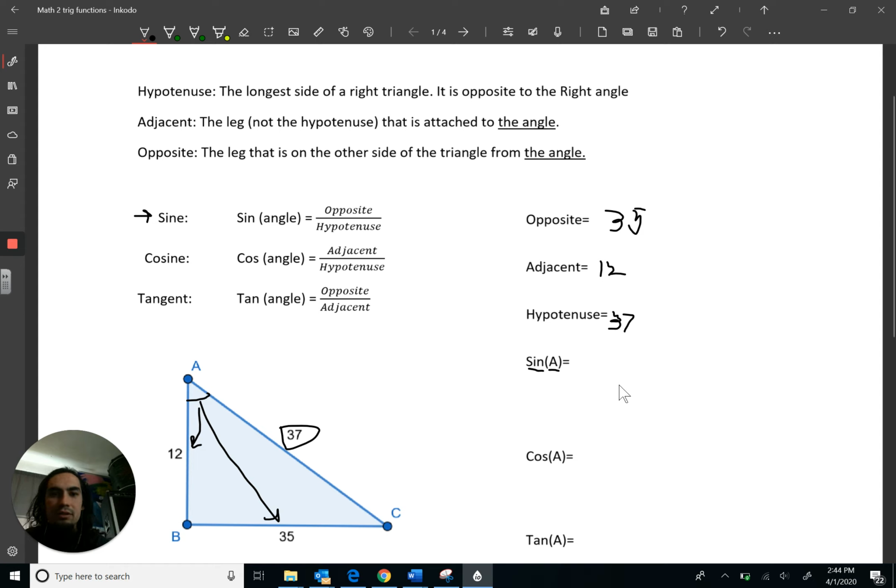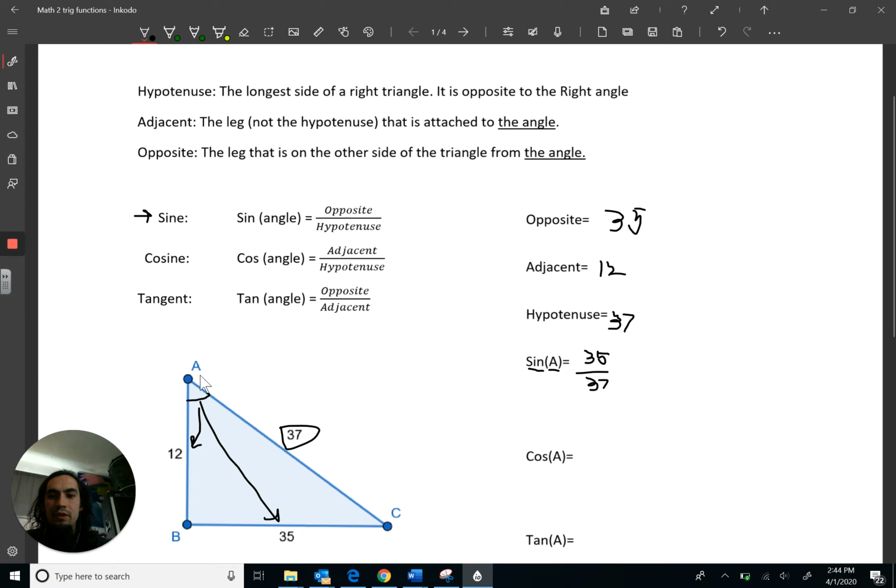So our opposite side is 35. So we'll go ahead and do 35 divided by our hypotenuse, which is 37. So then 37. And that's it. That's all there is to it. The sine of A is 35 over 37 because that's the opposite side. With our triangle, it's the opposite side divided by the hypotenuse.